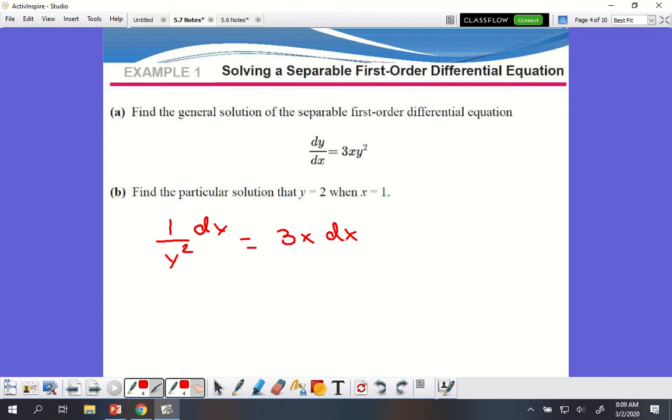So if I integrate this on both sides, like this on the left says I'm going to take an integration in terms of y. This over here on the right says I'm going to take an integration in terms of x. So as I do this right here, on the left hand side, I'm going to move that y squared up, which would make it a y to the negative 2, right? So y to the negative 2. And remember, when I take an integration, I add 1 to the exponent. Okay, what would I end up with over here on the left?